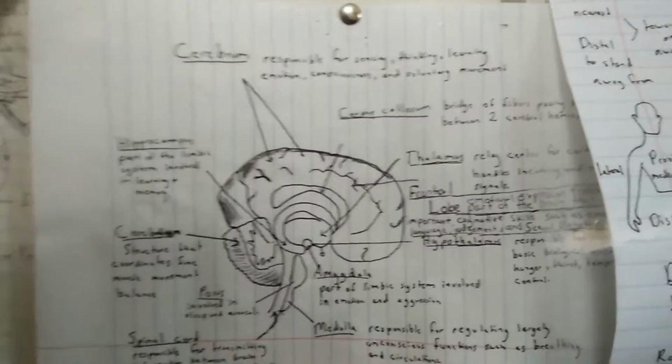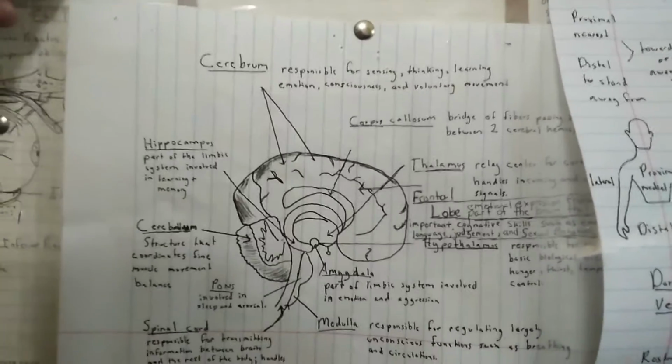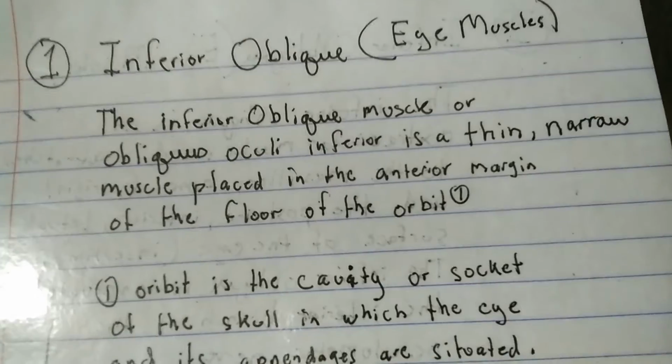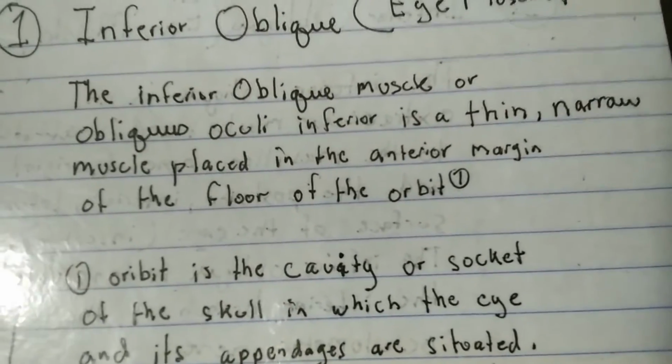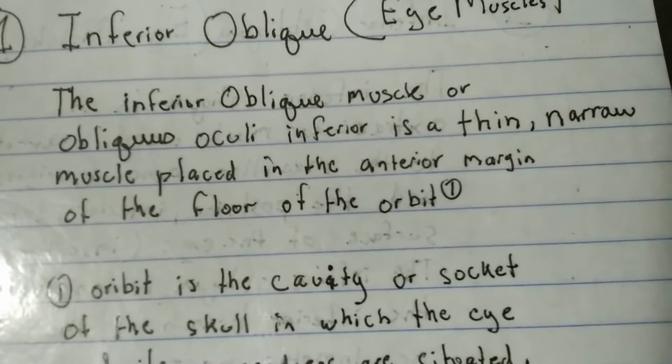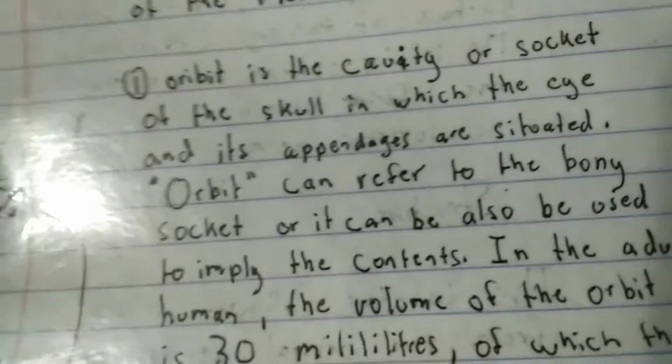Here's some of the brain, a very basic drawing of the brain. So let's try to make some connections here. We saw the inferior oblique, which is the eye muscle. The inferior oblique muscle, or obliquus oculi inferior, is a thin, narrow muscle placed in the anterior margin of the floor of the orbit. So we'll get to what that means.